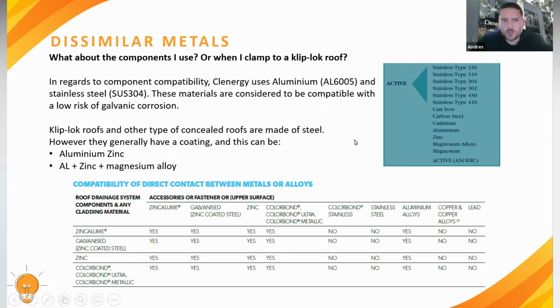of galvanic corrosion, as clip locks and other types of roofs are almost all made of steel. However, they do have coatings, which can be the ones that we have stated here, aluminum zinc or aluminum zinc and magnesium alloy. So it's not a problem, and these metals are considered to be compatible.